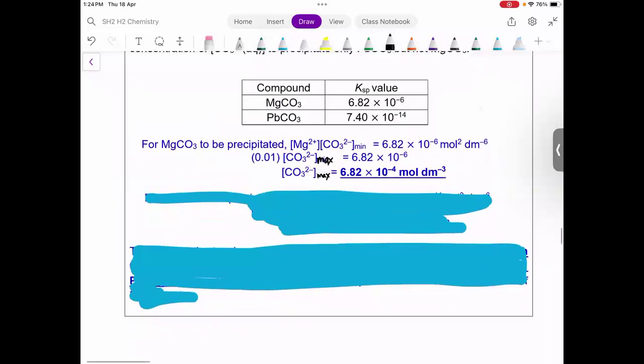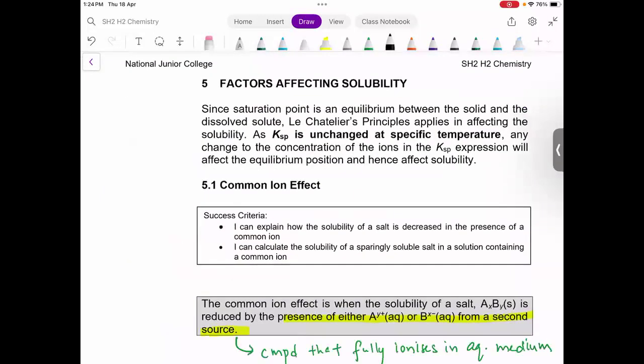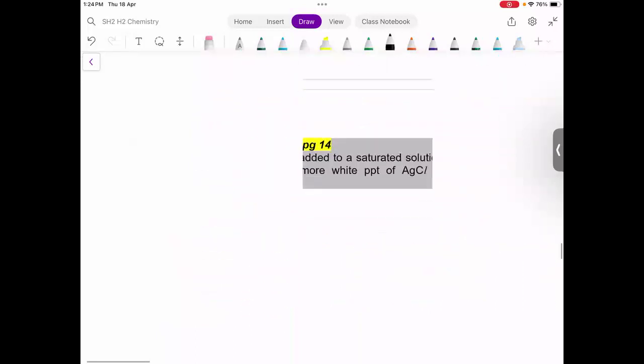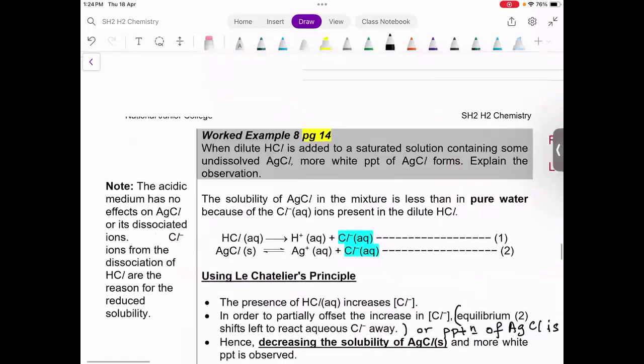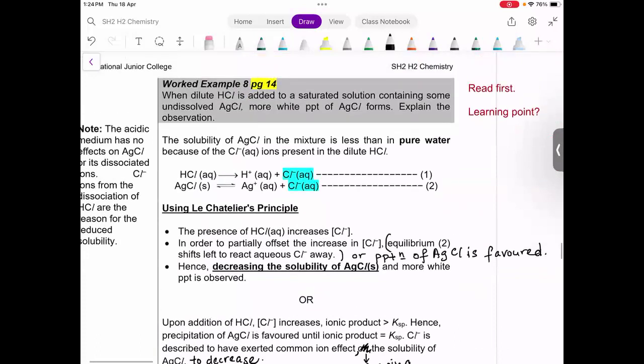Okay, so we are done here. Let's move on to the next part. This part is the application of Le Chatelier's principle. We are going to look at how we apply LCP with respect to this sparingly soluble salt system. Let's quickly look at this worked example on page 14. I'll just bring you through.